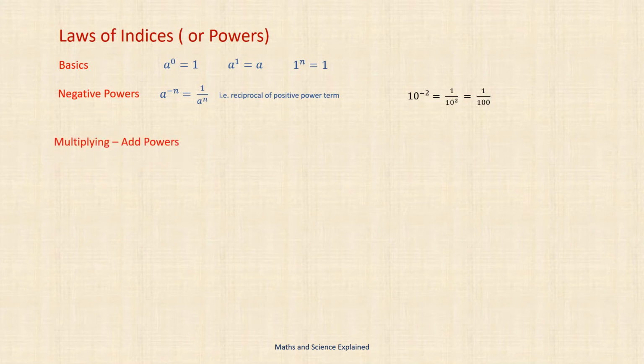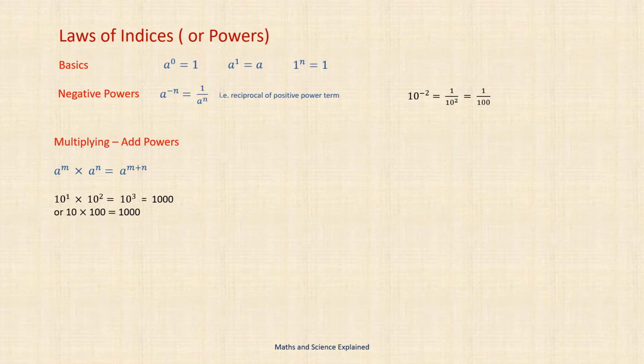In order to multiply bases, we just simply add the powers. So a to the m times a to the n is equal to a to the m plus n. For example, 10 to the 1 times 10 to the 2 equals 10 to the 3, or 1,000. Or expressed in another way, 10 times 100 equals 1,000. We can see in this example why the powers add up, as we are simply adding zeros to get the final value.